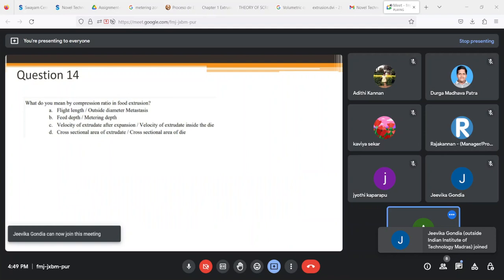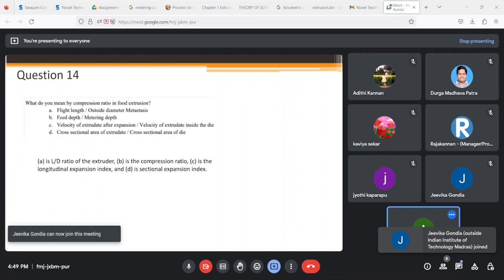Moving to question 14. What do you mean by compression ratio in a food extrusion process? A, flight length by outside diameter. B, feed depth by metering depth. C, velocity of the extrudate after expansion divided by velocity of the extrudate inside the die. And D, cross-sectional area of the extrudate divided by cross-sectional area of the die. So any clue what is the compression ratio? There are certain parameters that you need to maintain to ensure proper food extrusion, and all of these options given below are one of the parameters that are involved. So yeah, feed depth divided by metering depth is the compression ratio in food extrusion.